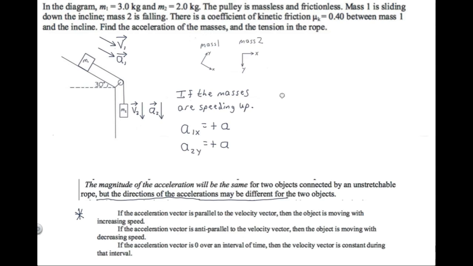Now, to tell you the truth, it's not very likely that the professor would actually set up this particular type of problem so that the objects were slowing down. For this particular type of problem, where we have objects connected by a rope, the professor probably has set it up so that the objects are speeding up.